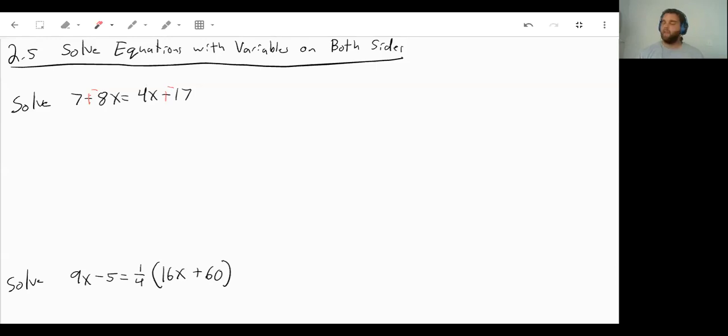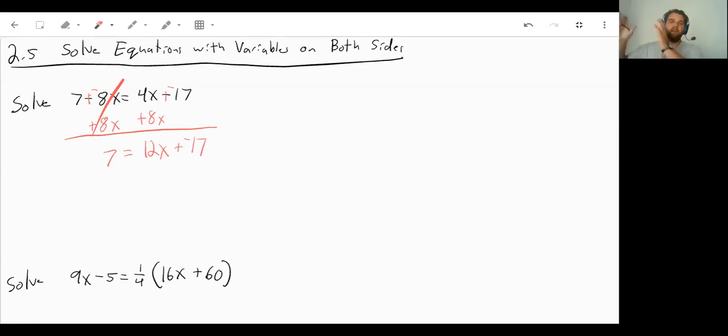So the first thing that I'm going to now suggest after that is let's get all of our x pieces onto the same side. So let's go and just add a positive 8x to both sides. So that will cancel out the negative 8x here. So we'll be left with 7 on one side and 12x on the other because we have common terms.